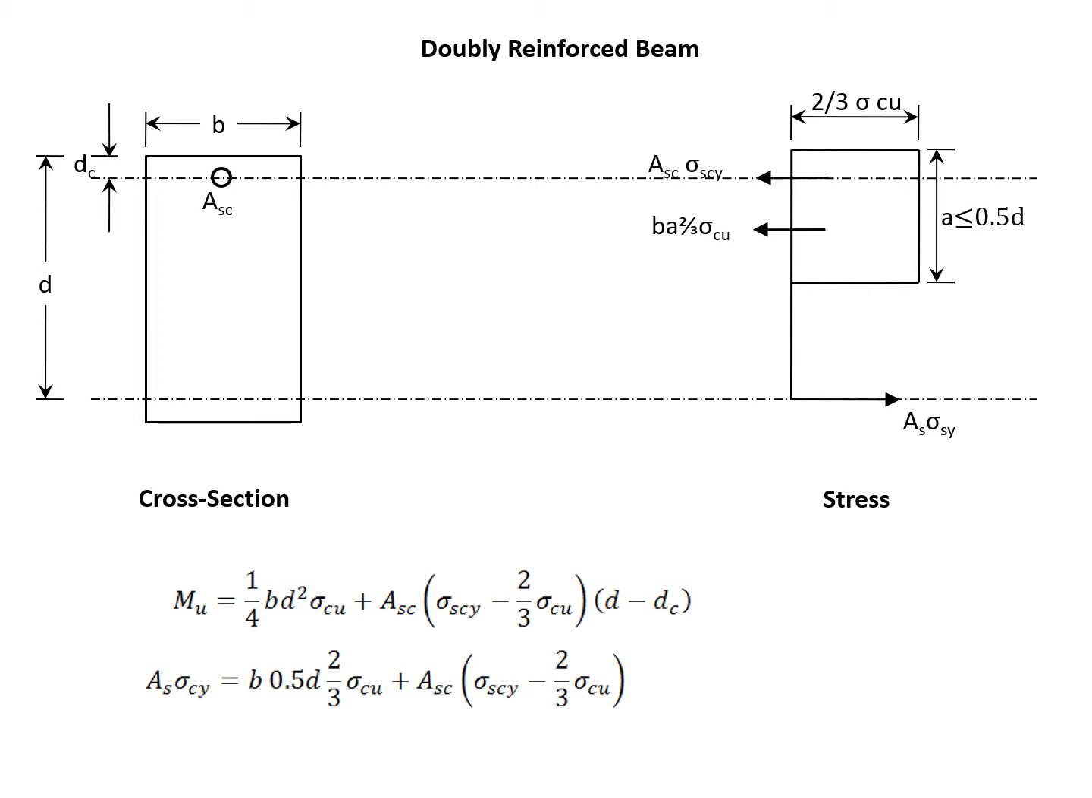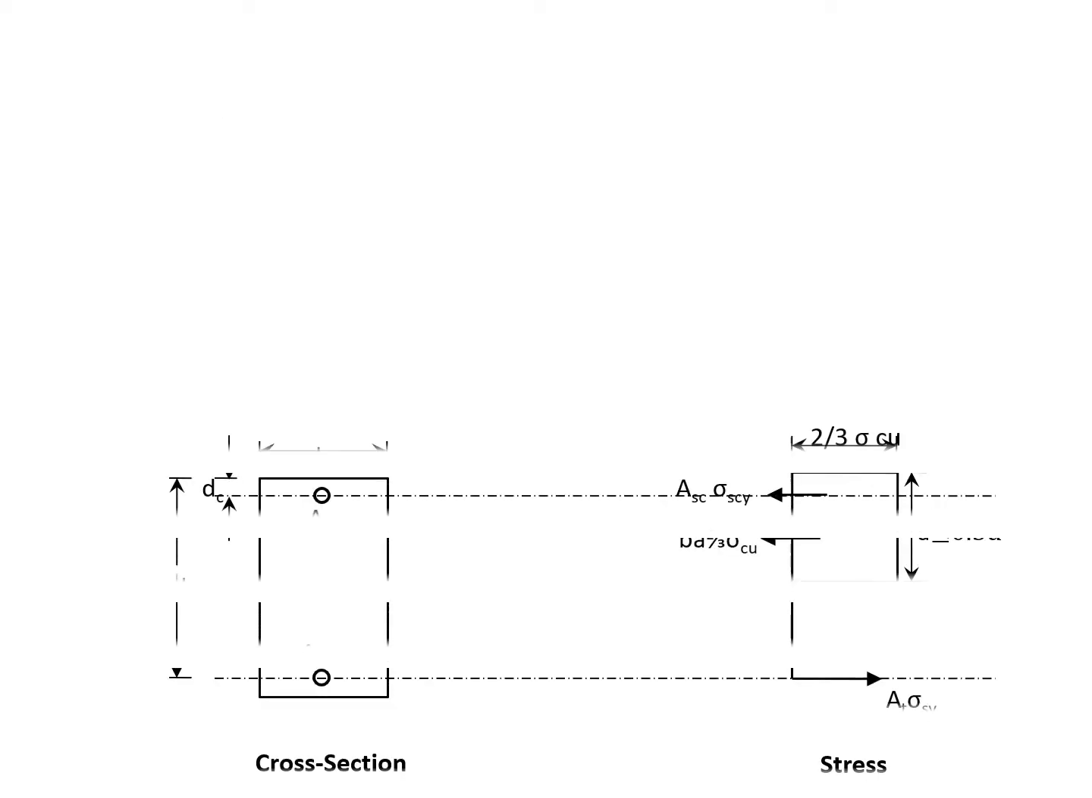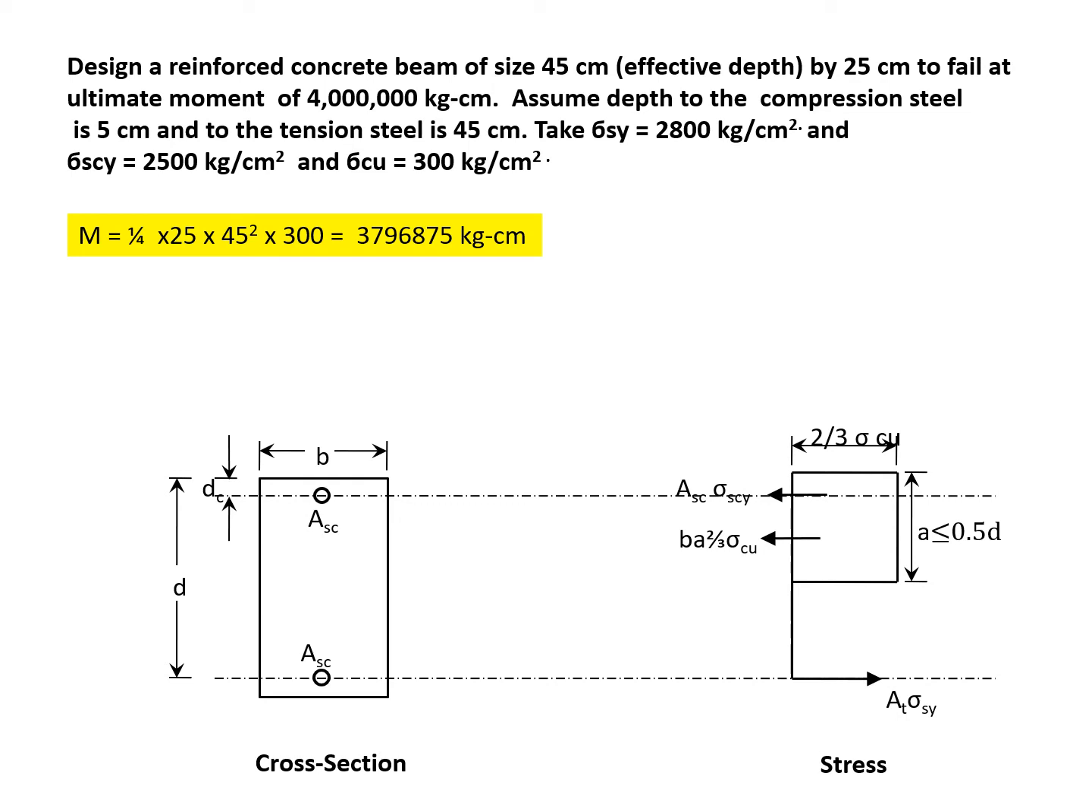This can be best demonstrated by the problems, by the numericals, and there will again be only two types of questions. One is design, and second is analysis. This time we are going to do the design problem first. So read this. It says design a reinforced concrete beam of 45 centimeter effective depth by 25 centimeter width to fail at an ultimate load of 4,000 kg centimeter. Assume depth to the compression steel is 5 centimeter and to the tension steel is 45 centimeter. Take sigma SY 2800, sigma SCY 2500, and sigma CU as 300.